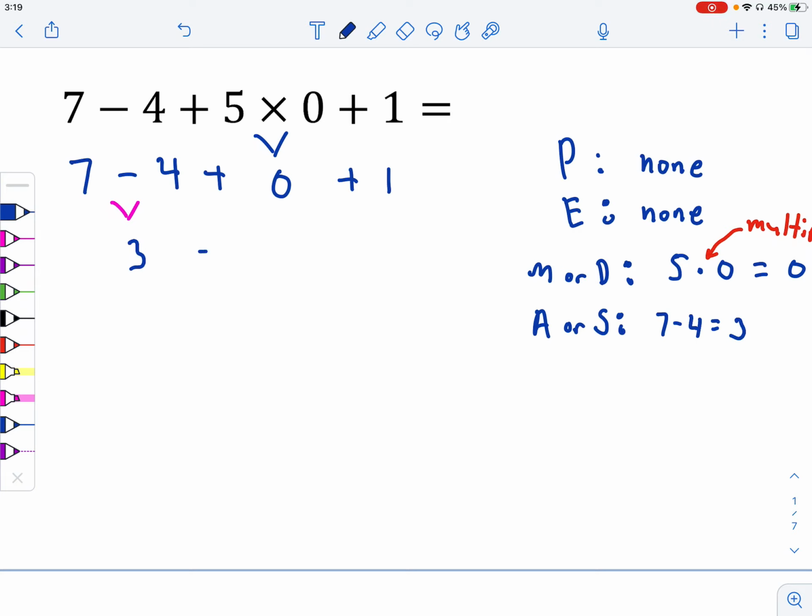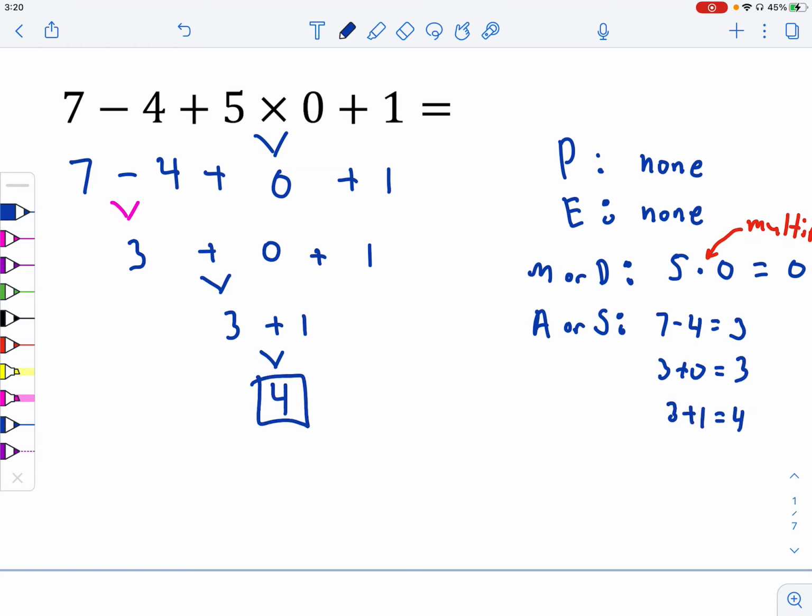Then we bring everything down, so plus 0 plus 1. Then we go left to right again. 3 plus 0 is 3, and then we can bring down the 1. 3 plus 1 gives us our 4. So that's our final answer, 4.